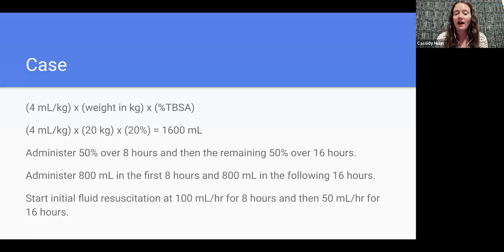We want to give the first half of that total fluid goal over 8 hours and the remaining half over 16 hours once that's finished. So this means that you're going to give 800 mLs within the first 8 hours and the second 800 mLs in the following 16 hours. What this would mean for this patient would be starting initial fluid resuscitation at 100 mLs an hour for 8 hours and then taking that down to 50 mLs per hour for the next 16 hours. So this is how we approach initial fluid resuscitation in our burn patients.